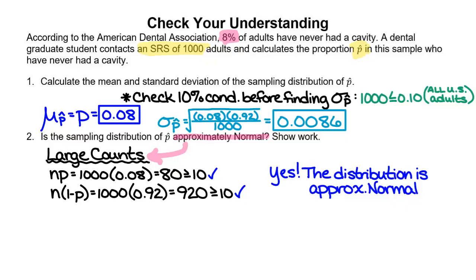It says within 2 percentage points of the true proportion. This is the true proportion. So I want to know, what is the probability that the random sample has a proportion between these 2 numbers? And we said that this was approximately normal. So you're going to start with your picture.